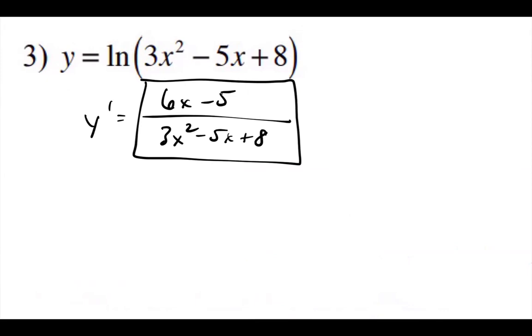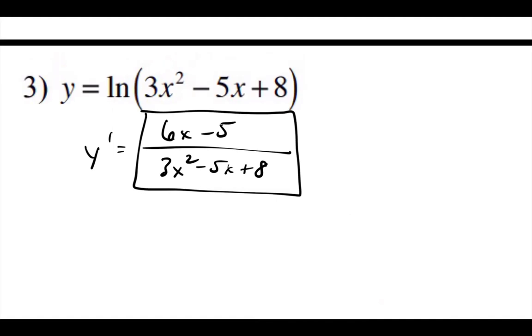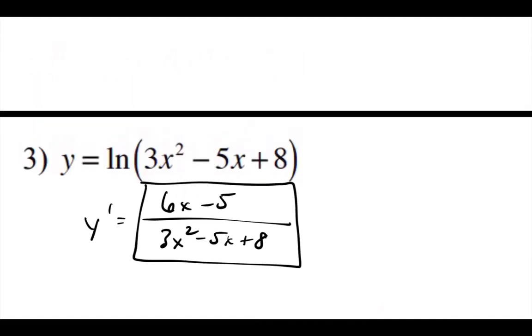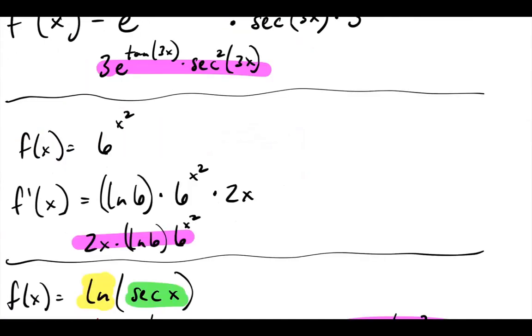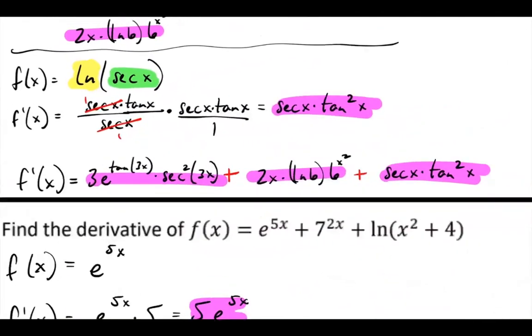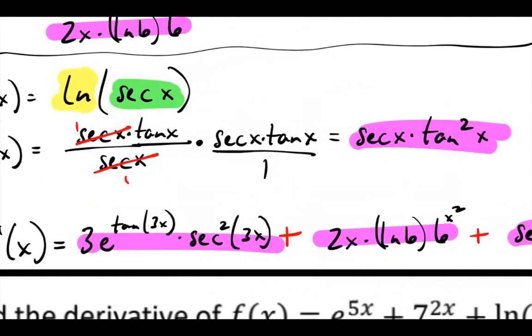Wait, so the last problem, I think we did wrong. I think we did too much on the last problem. Let's go back to the last problem. Let me double check that we didn't make a mistake. I think I might have gone a little overboard on the last one. Okay, so the last one here, we found the derivative of secant here. I don't think we need this guy over here. Did we?